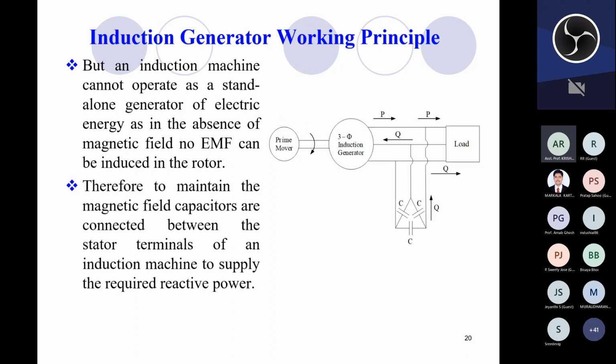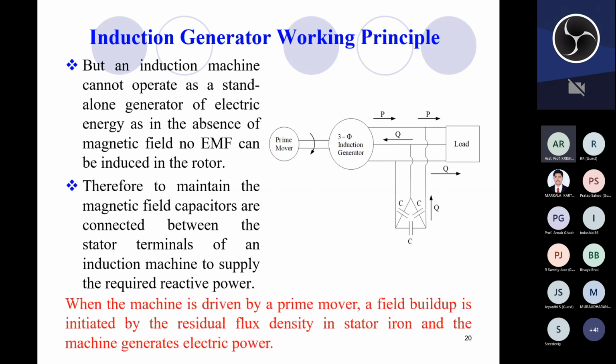Okay, so capacitors are connected between the stator terminals to supply the machine with the required reactive power, or to generate the rotating magnetic field. So when the machine is driven by a prime mover, a field buildup is initiated by the residual flux density in the stator iron, and the machine generates electric power. The voltage buildup procedure initiates the same way as that of a self-excited DC machine like a shunt generator.